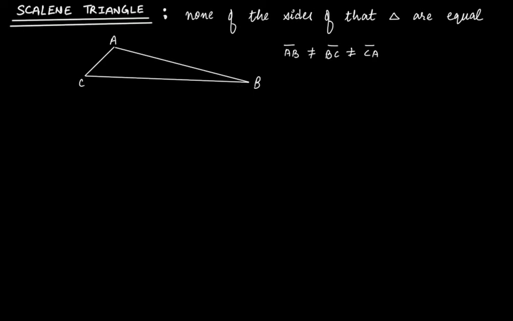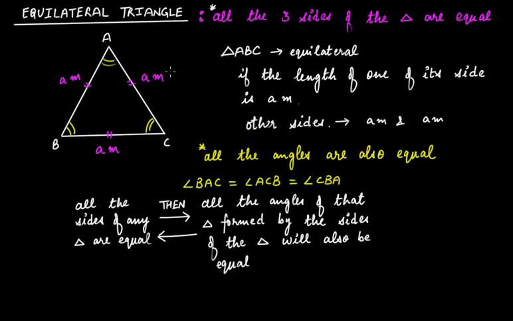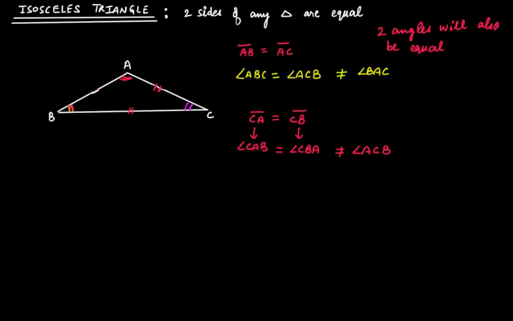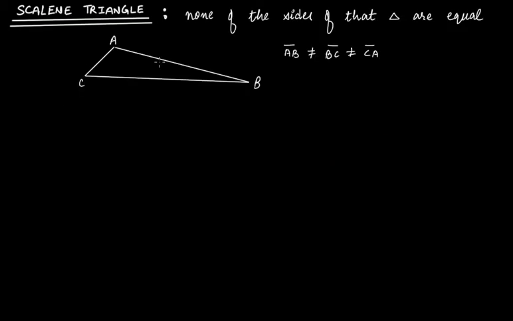And in the case of equilateral triangle, three sides were equal, therefore three angles were equal. In case of isosceles triangle, two sides were equal, then the two angles will be equal. In case of scalene triangle, since none of the sides are equal, therefore none of the angles will be equal. Therefore, angle CAB will not be equal to angle ABC, will not be equal to angle BCA.